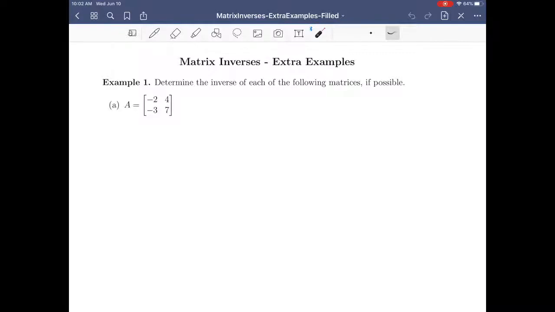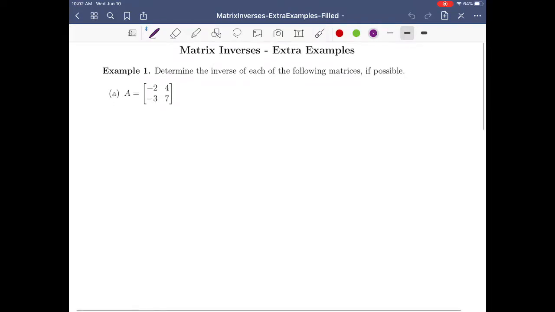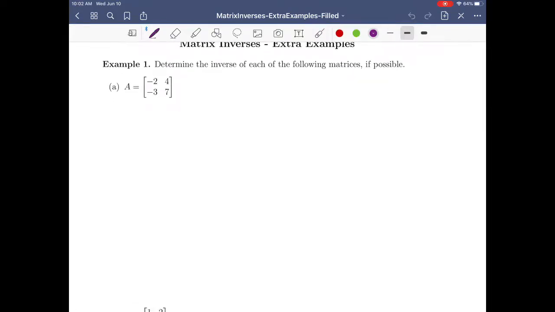In this video, we're going to do a few extra examples computing inverses for matrices. So let's start with a couple of 2 by 2 examples. So here's A. It's a 2 by 2, so it's square, so it could have an inverse. Because it's a 2 by 2, there is the formula. So we could compute it that way.